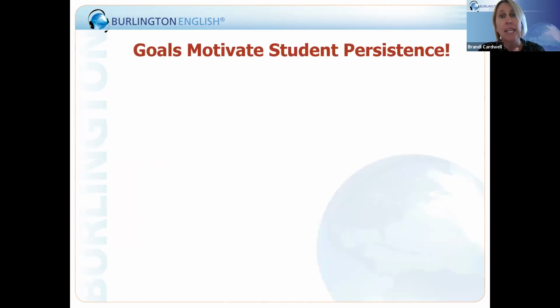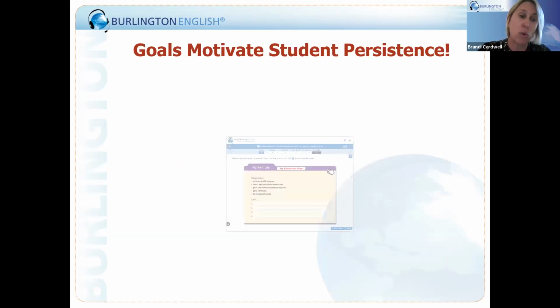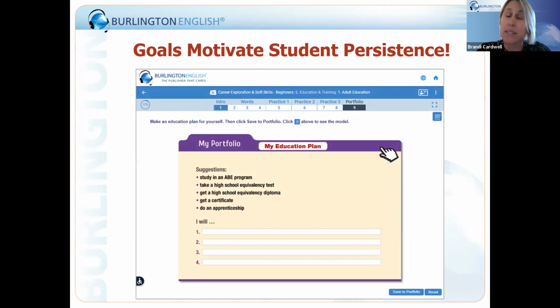We help by getting students motivated, so help students set goals. We know goals help drive persistence. So have your local Burlington English representative show you our fantastic student career pathway portfolio. In this example, you see a student's education plan. So in these portfolio activities, you can do things like save the career cards, those job cards, you can develop that education plan. It may be an activity that has them work on writing skills to prepare for the resume or write a cover letter.